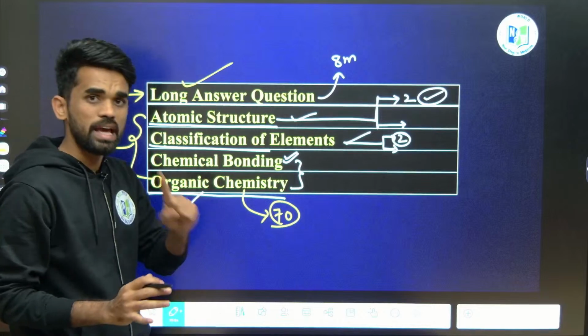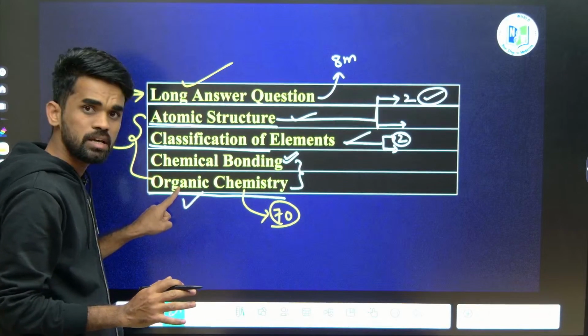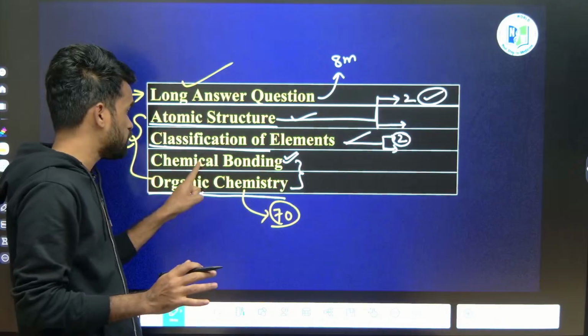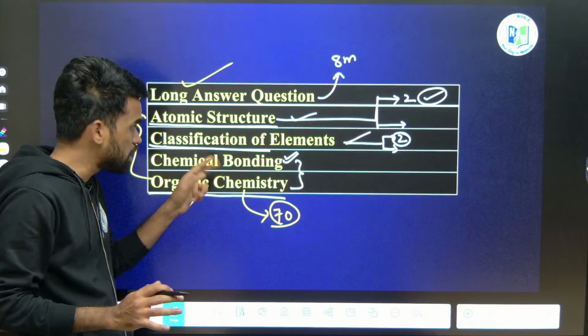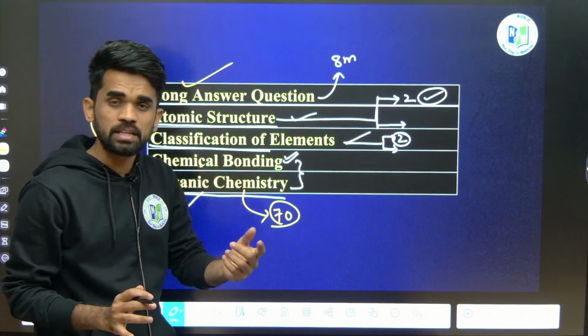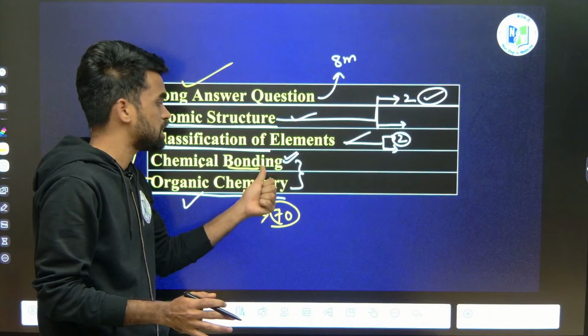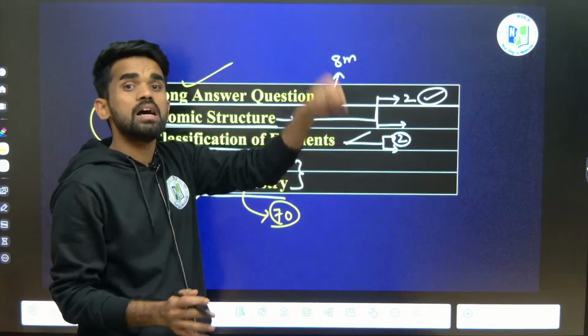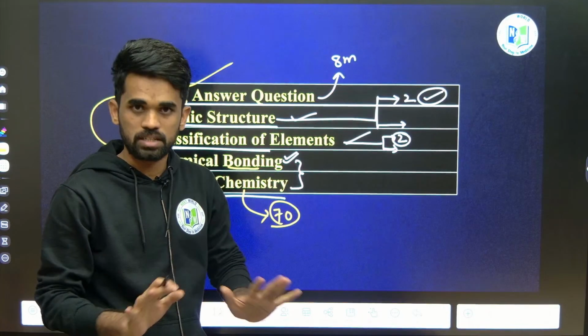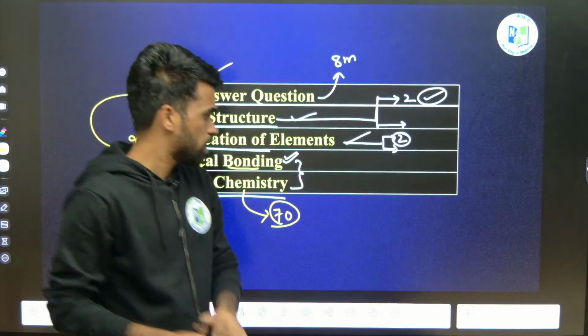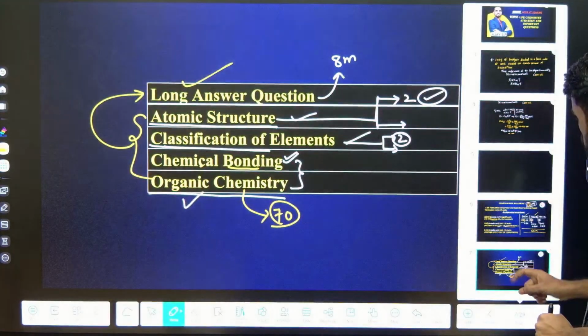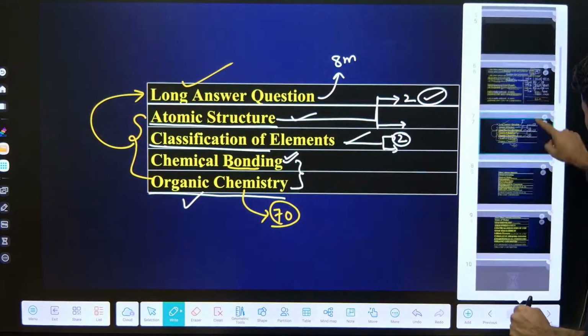See, if the 8 mark question is from organic chemistry, then your 4 mark questions are from chemical bonding, or in the reverse manner. So whatever you are studying will not be wasted. Okay, if that 8 mark question from chemical bonding is not asked here, that will be asked in the 4 mark section. That's it. Okay, so just look at this list of questions from each chapter to get complete clarity.